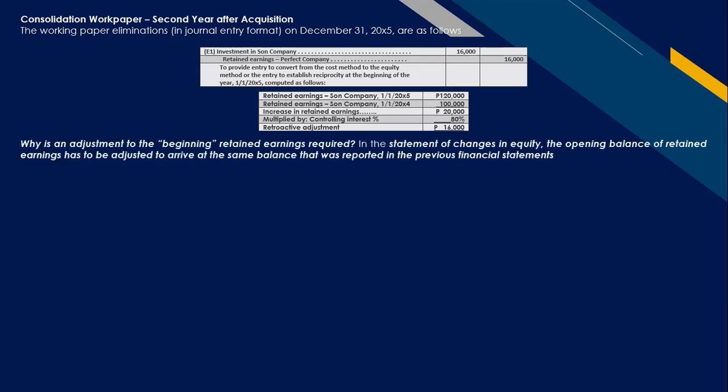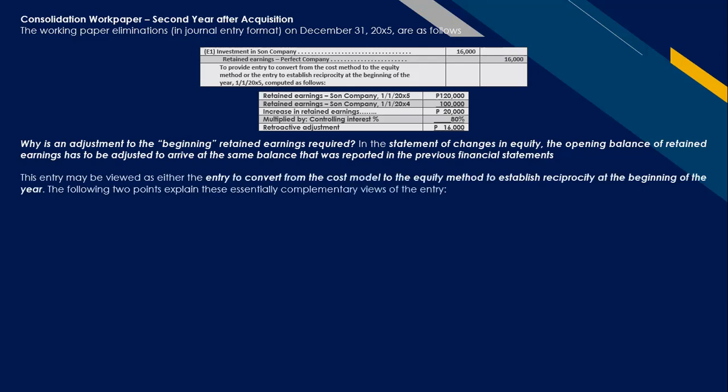16,000. Why is an adjustment to the beginning retained earnings required? In the statement of changes in equity, the opening balance of retained earnings has to be adjusted to arrive at the same balance that was reported in the previous financial statements. This entry may be viewed as either the entry to convert from the cost model to the equity method to establish reciprocity at the beginning of the year.